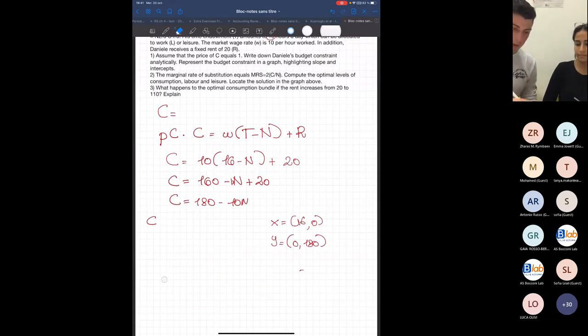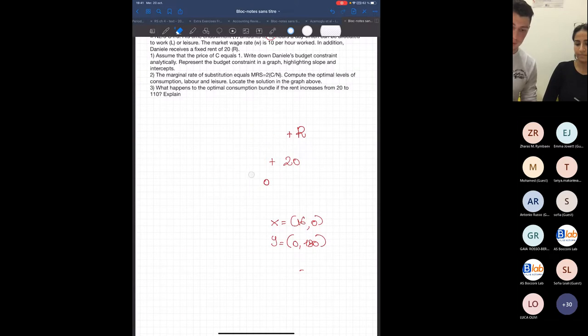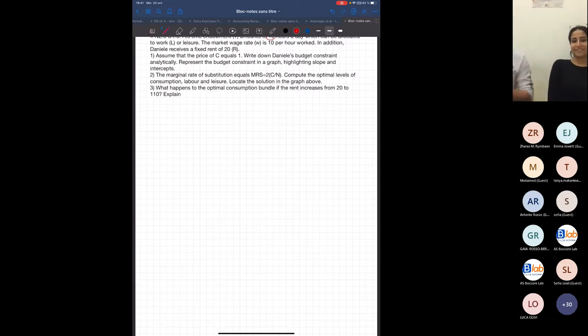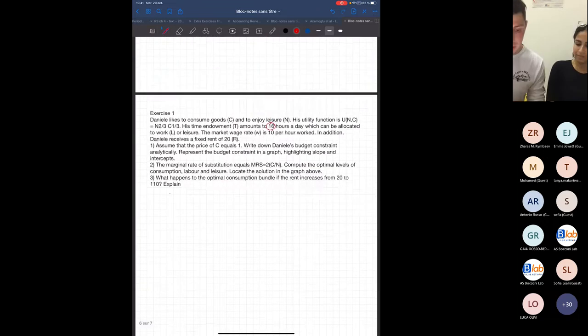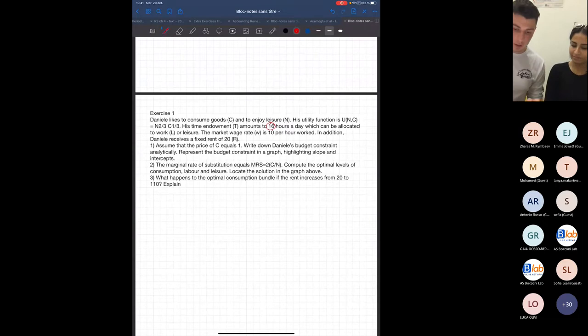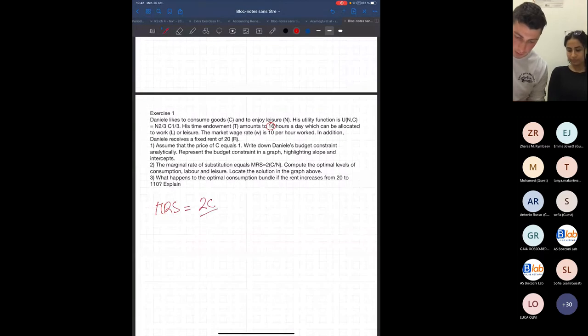Okay, I'm just going to clean this up. All right. So pretty much what we have to do is assume that the marginal rate of substitution, MRS, is equal to 2C over N. Compute the optimal levels of consumption, labor and leisure, and locate the solution in the graph above.